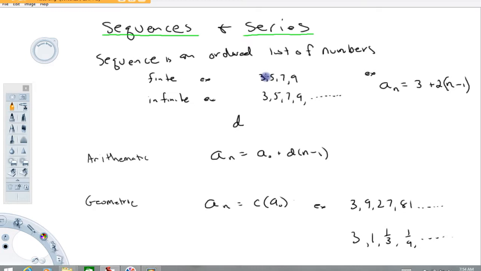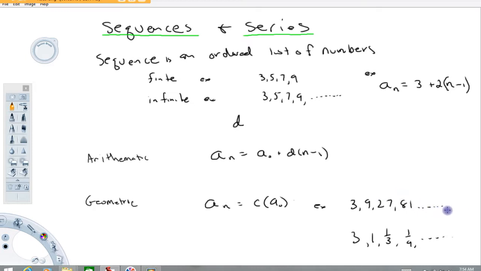Okay. Sometimes sequences are generated not by the addition of some value, but by the multiplication of some value. So for example, if I look at this sequence here, 3, 9, 27, 81, here what we're doing is getting from here to here by multiplying by 3, and then from here to here multiplying by 3, and then from here to here multiplying by 3.